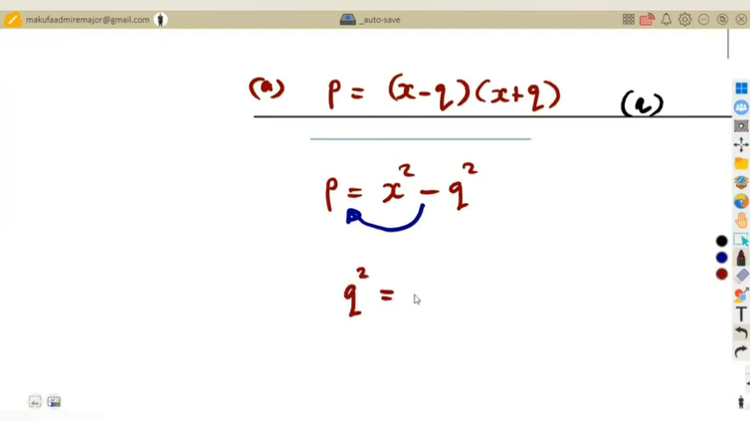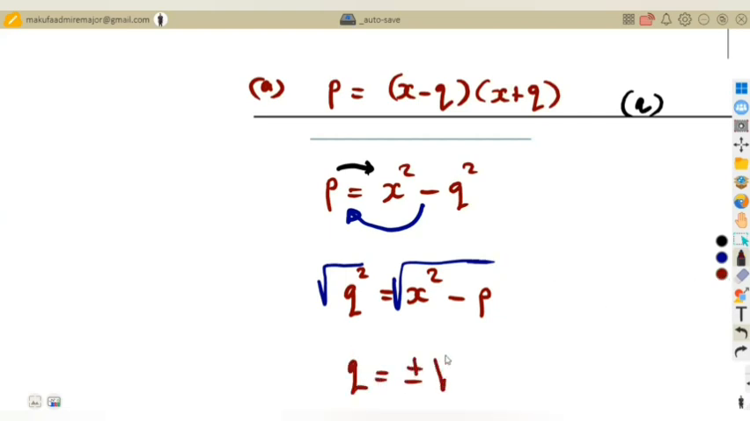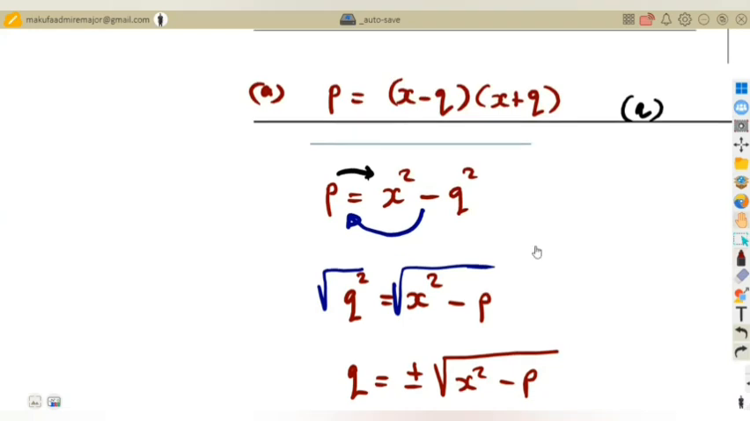So q squared is going to be x squared, transpose p to this side so that it becomes a negative. So how do I remain with q? I have to introduce the square root since there's a square. So the square root covers everything. So therefore q is going to be plus or minus the square root of whatever we are going to obtain from this part. You do not determine the square root of x squared. This one is an expression, so you leave it like that. All right, so that is our expression.